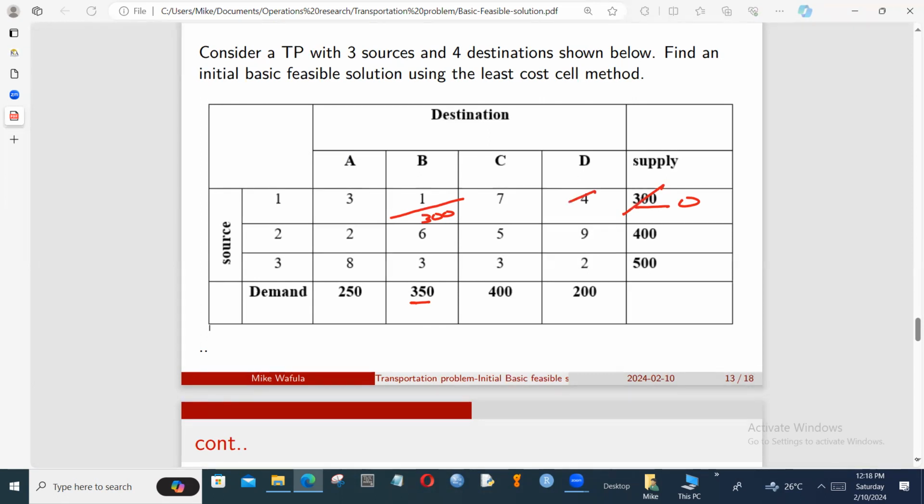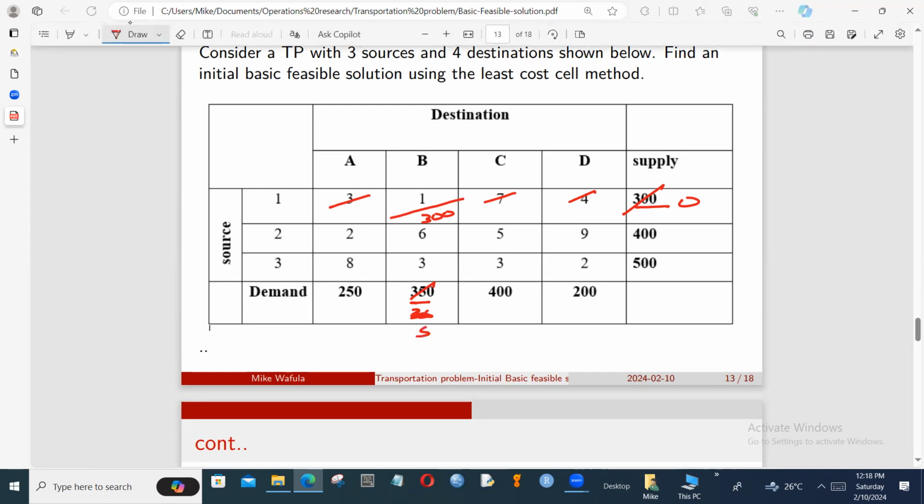And that means that I'll have a depleted source 1. So source 1, there's no way it will supply units again to any of the other destinations. But then you'll agree with me that destination B will still be requiring 50 more units to be able to meet its demand.